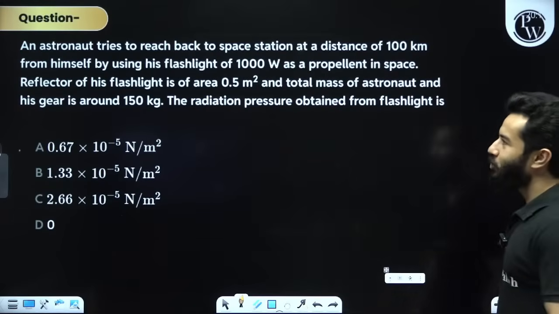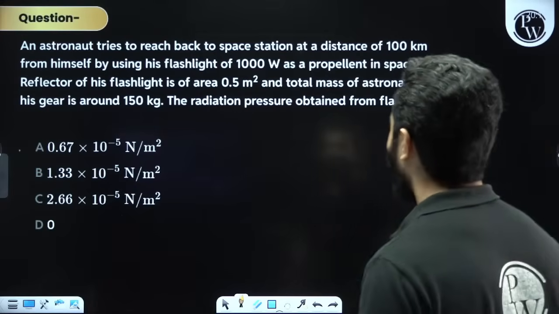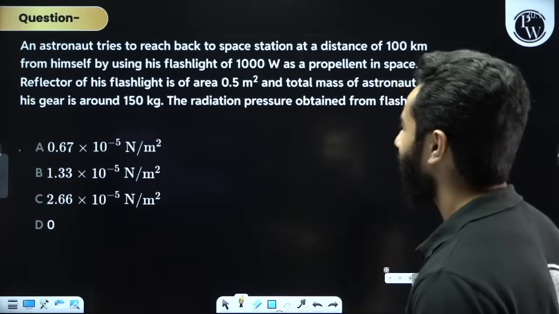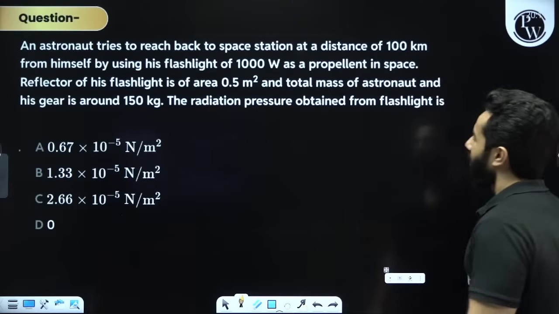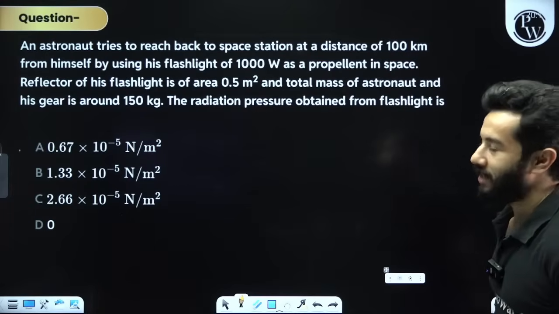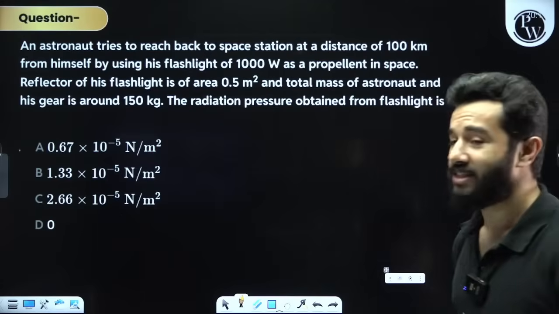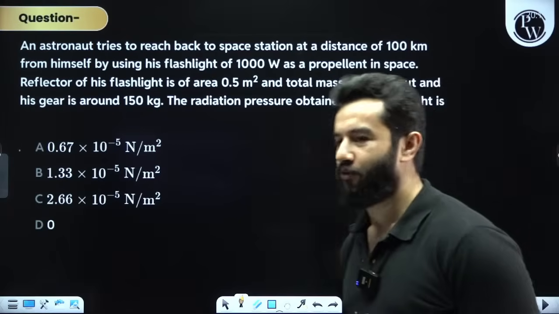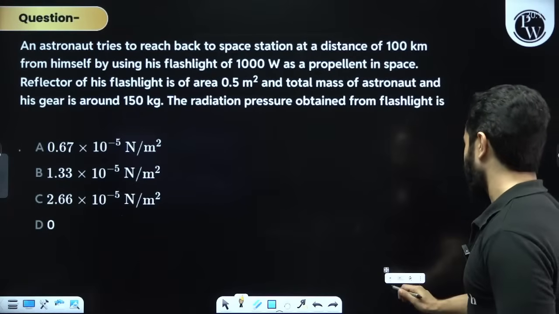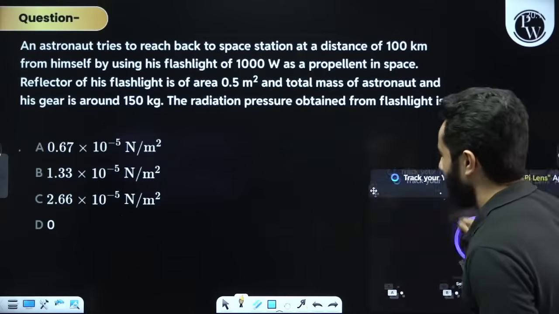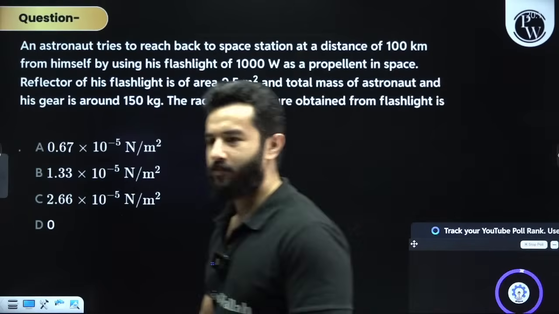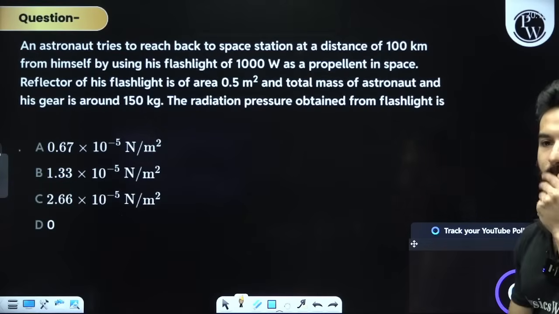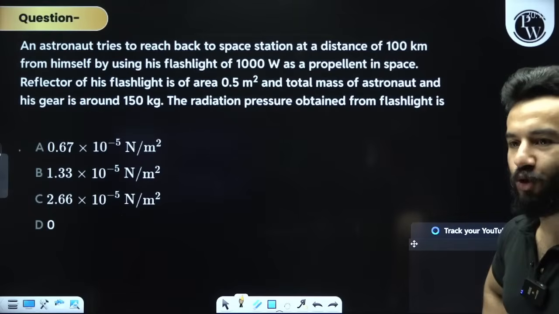An astronaut tries to reach back to the space station at a distance of 100 kilometer from himself by using his flashlight of 1000 watt as a propellant in space. Reflector of his flashlight is of area 0.5 meters square and total mass of astronaut and his gear is around 150 kg. The radiation pressure obtained from the flashlight is... Let's start. Come on, be quick. Solve this question.